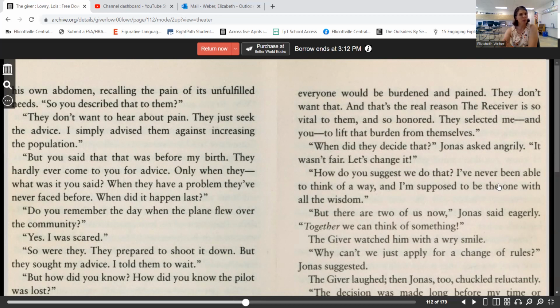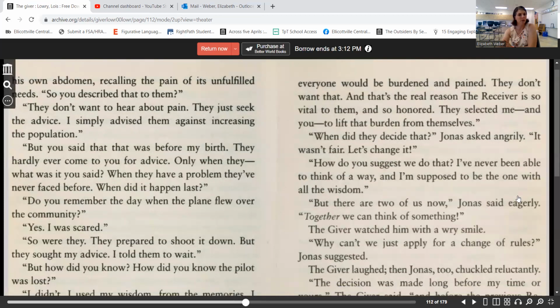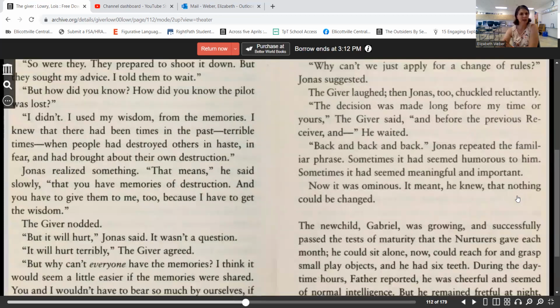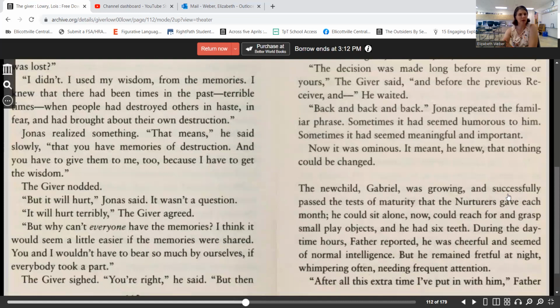Do you remember the day when the plane flew over the community? Yes, I was scared. So were they. They prepared to shoot it down, but they sought my advice. I told them to wait. How did you know? How did you know the pilot was lost? I didn't. I used my wisdom from the memories. I knew that there had been times in the past, terrible times, when people had destroyed others in haste, in fear, and had brought about their own destruction.